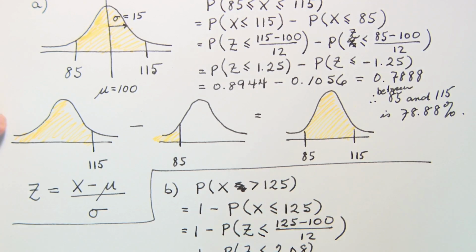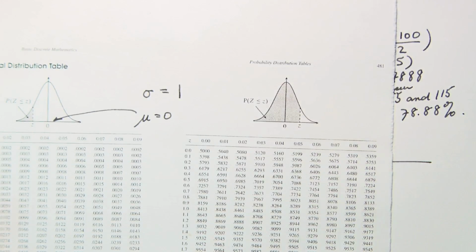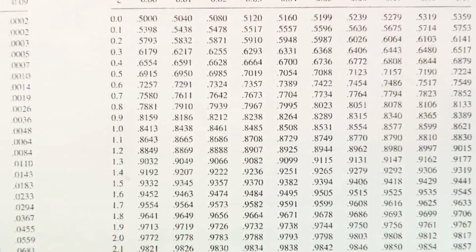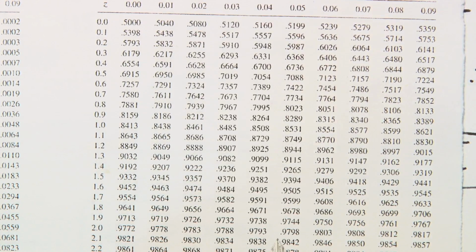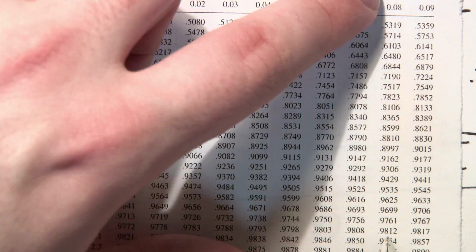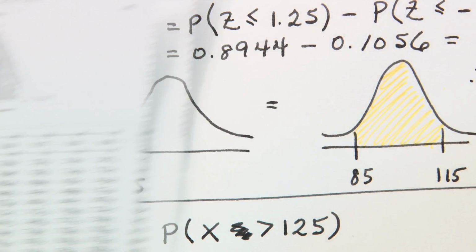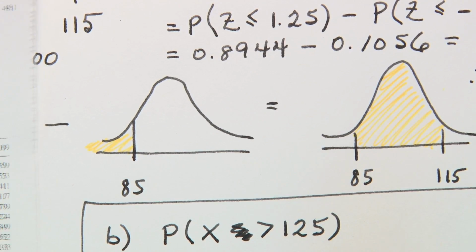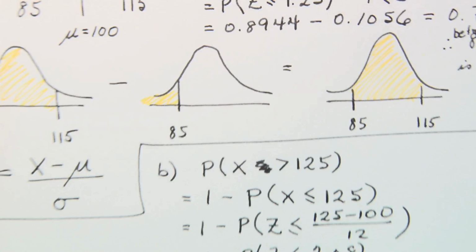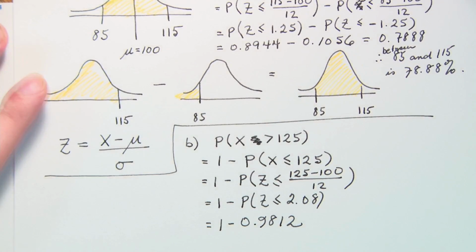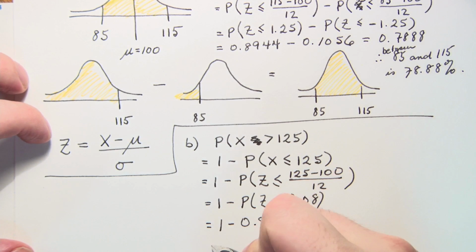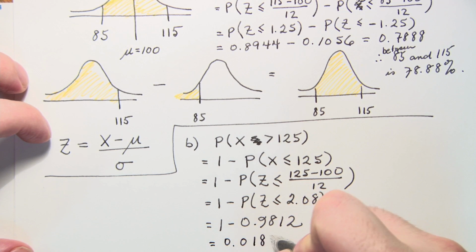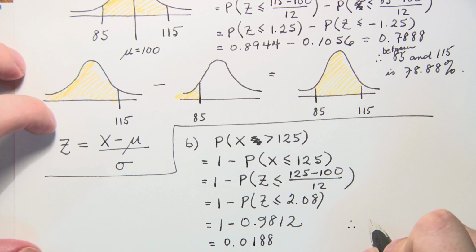Okay, so again, I can look this up in my Z table. 2.08: 2.0 and 0.8. So I got 0.9812. I'll zoom that out. Then 1 minus 0.9812 gives me 0.0188.